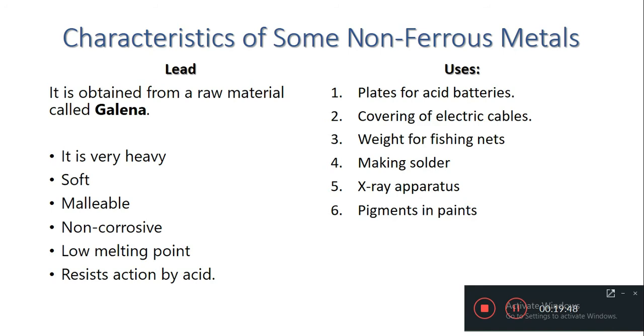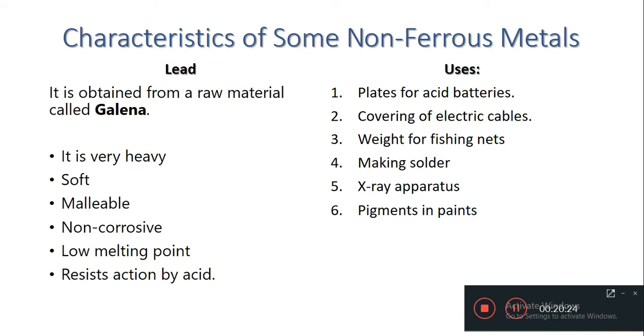Now we come to lead, which is another type of non-ferrous metal. Lead is obtained from a raw material called galena, which you want to keep note of. It is very heavy, soft, malleable, non-corrosive, has a low melting point, and resists action by acid, which we will look at later. Resists action by acid.